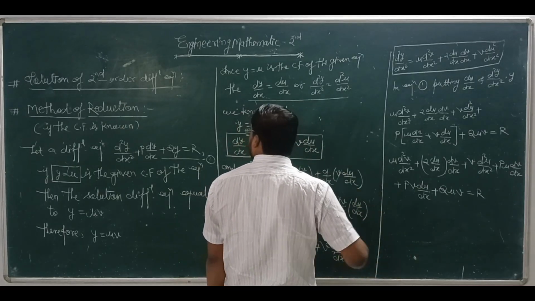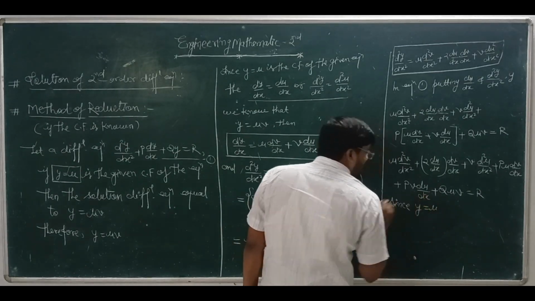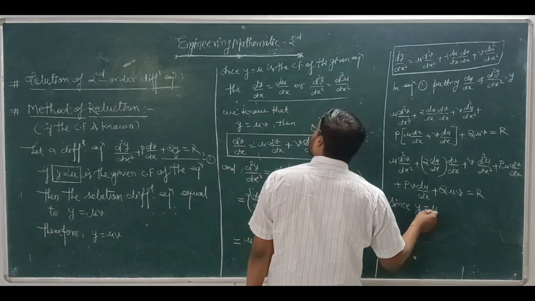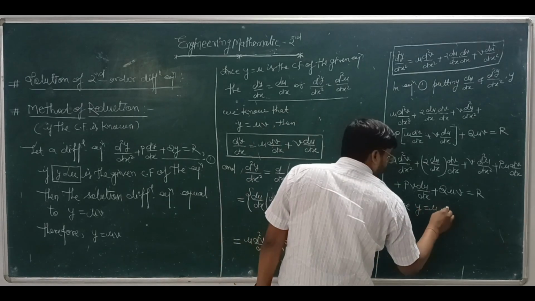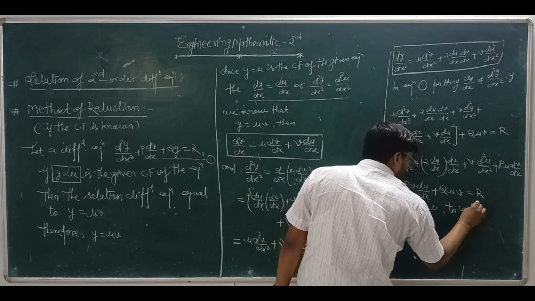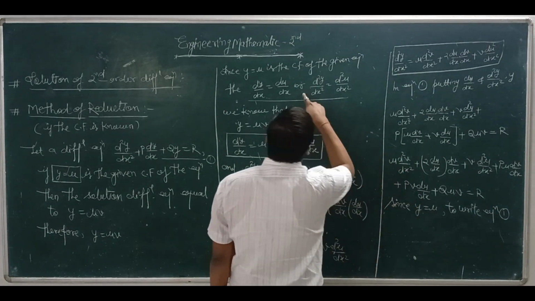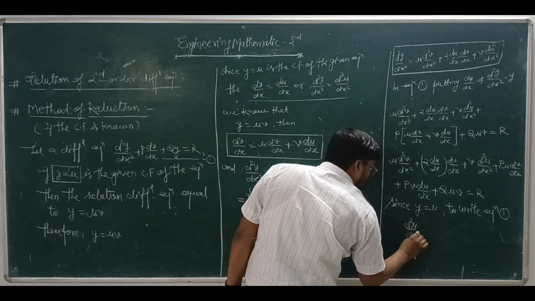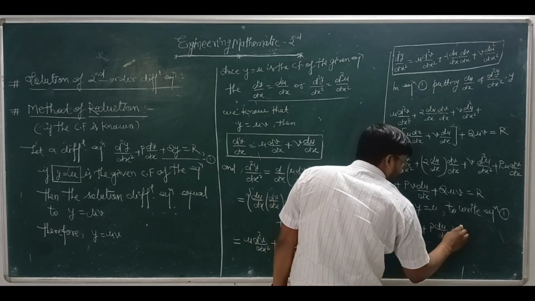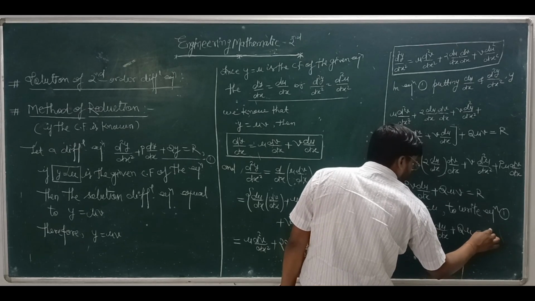Now, to continue, since y = u is the complementary function, differentiate this function and put the value in equation first. You can write d2u/dx2 + p du/dx + qu = r = 0.